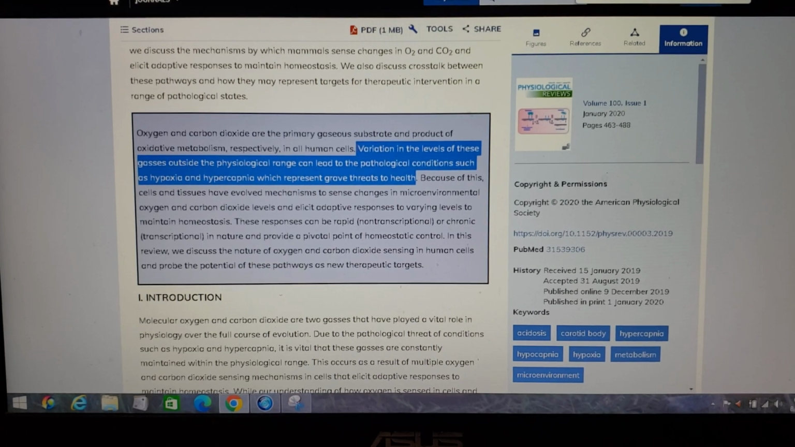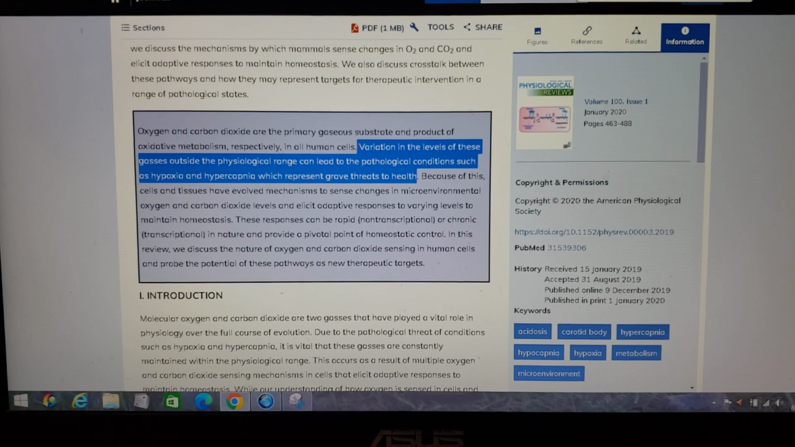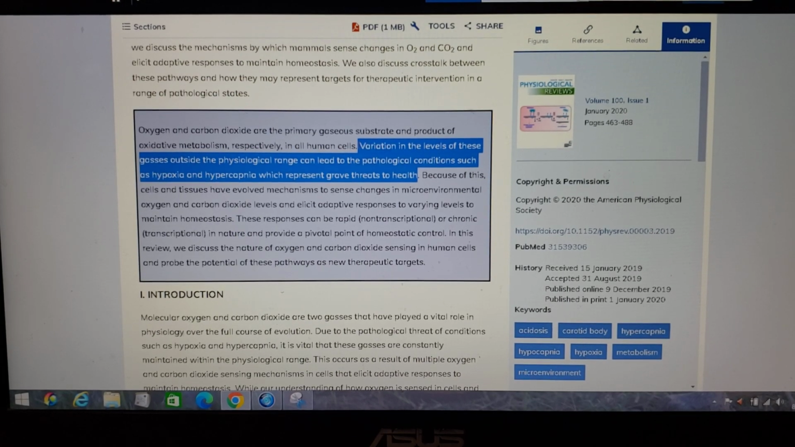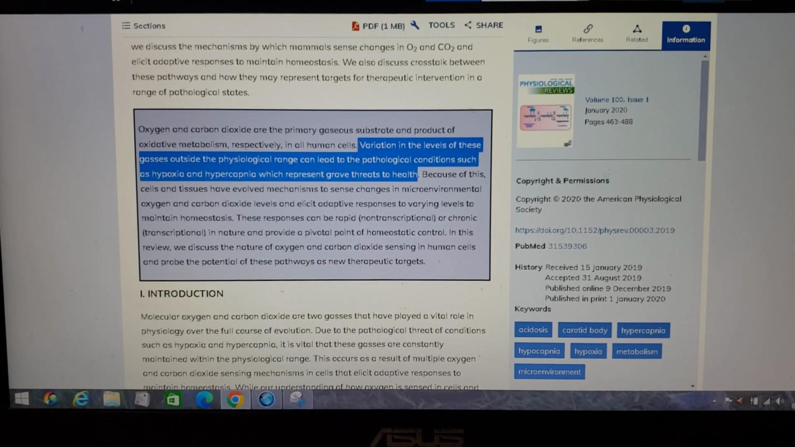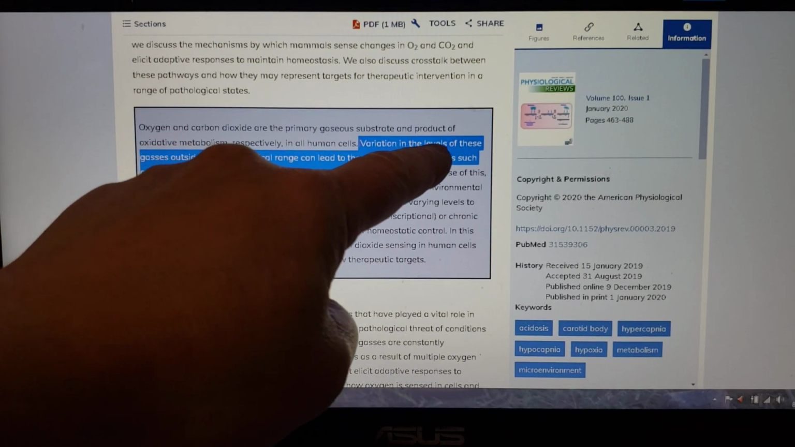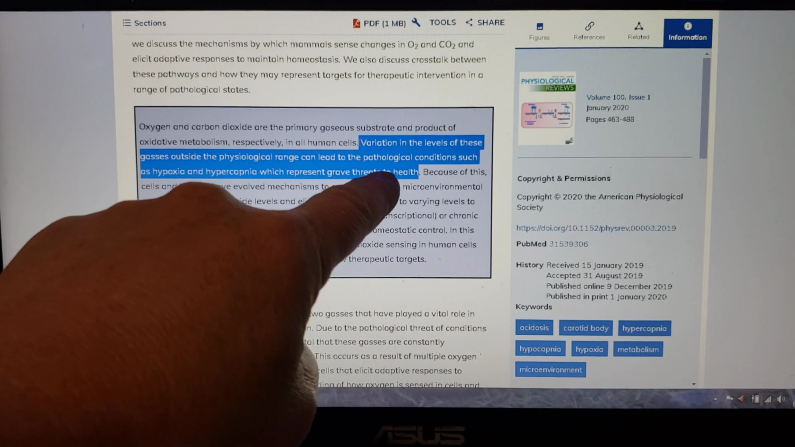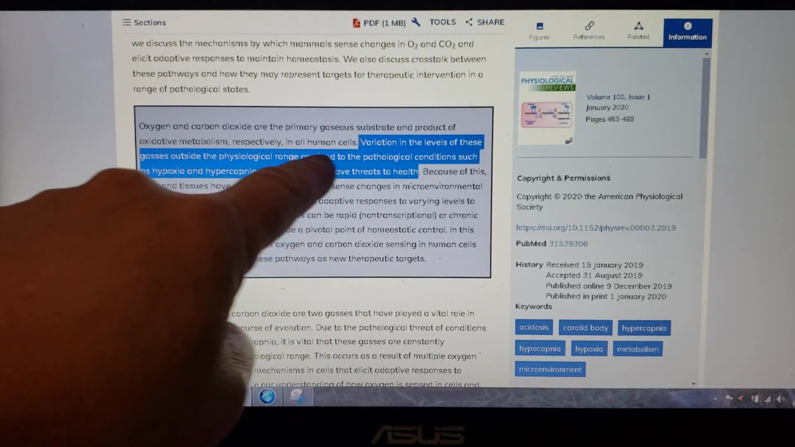So that has been a look at how having a dog present in your house or life can bring xenobiotics, excessive CO2, and it's already been proven that variation in the levels of these gases can lead to grave threats to health, pathological conditions.